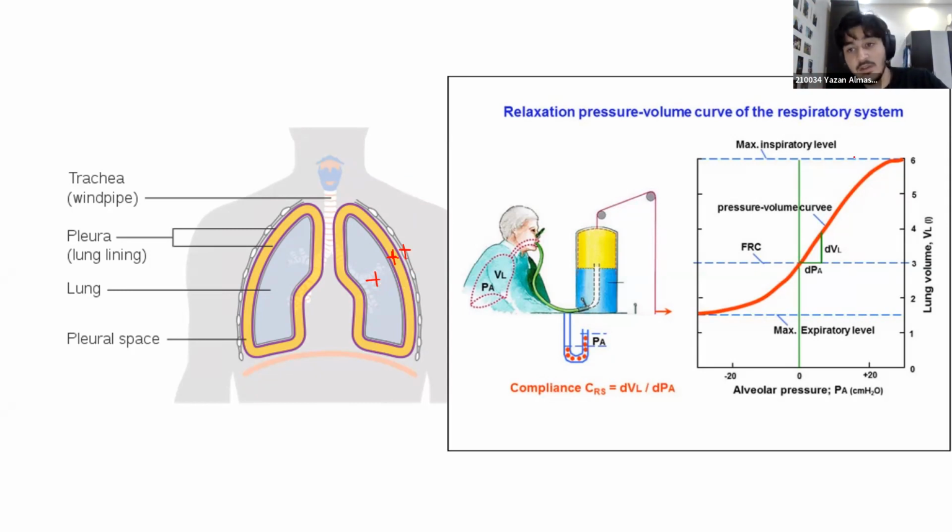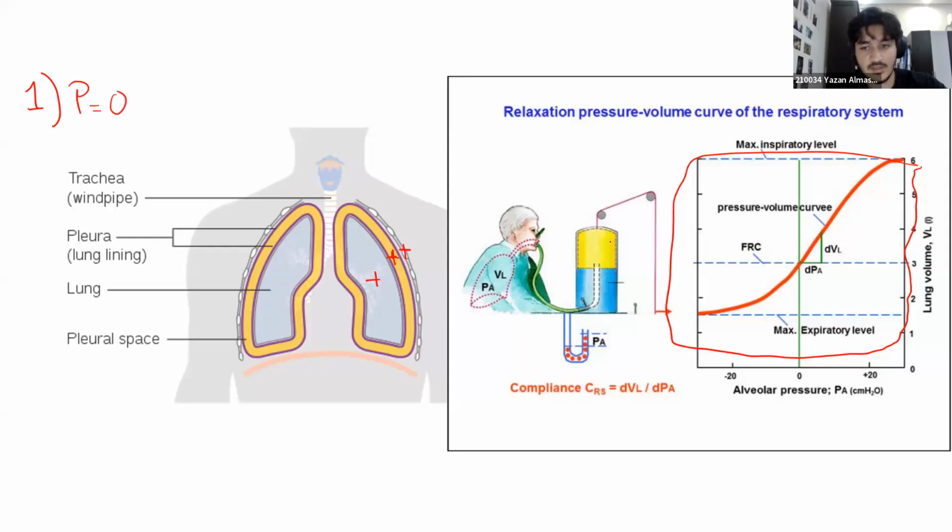Now, when we look at a curve like this, a pressure volume curve, I have a way of looking at it. You can have another way, it's fine, but this way is the easiest way. First of all, we look at the point where the pressure equals 0. So we search for it. Where's the pressure equals 0? Here. This is the point where the pressure equals 0. It's at FRC, or functional residual capacity.